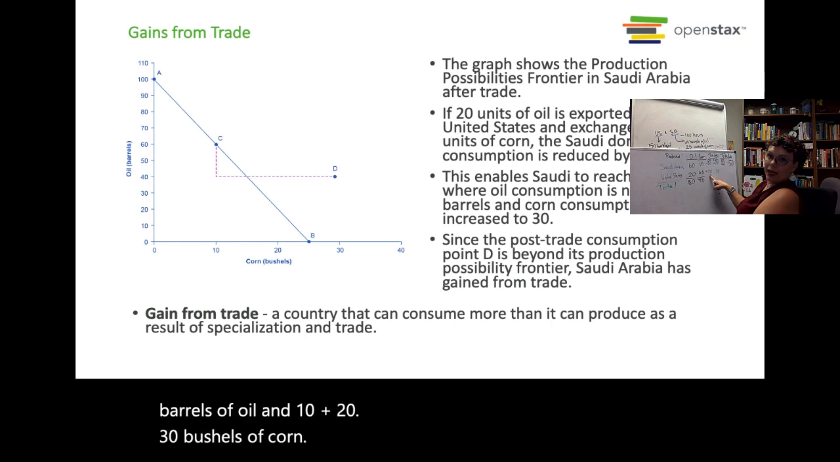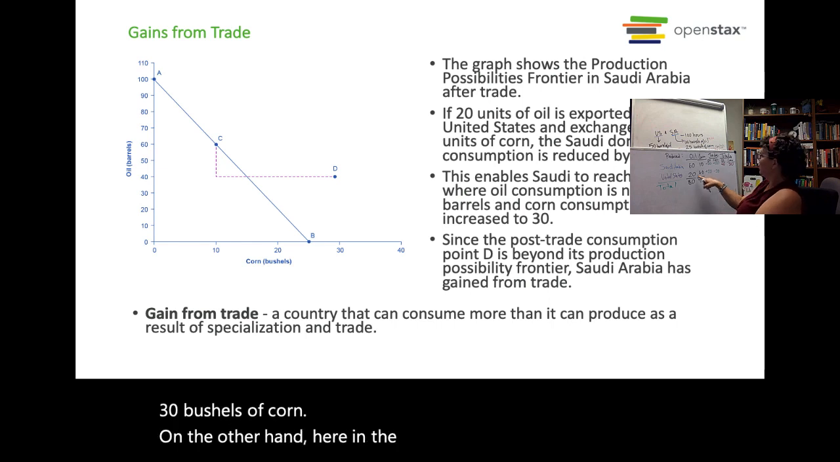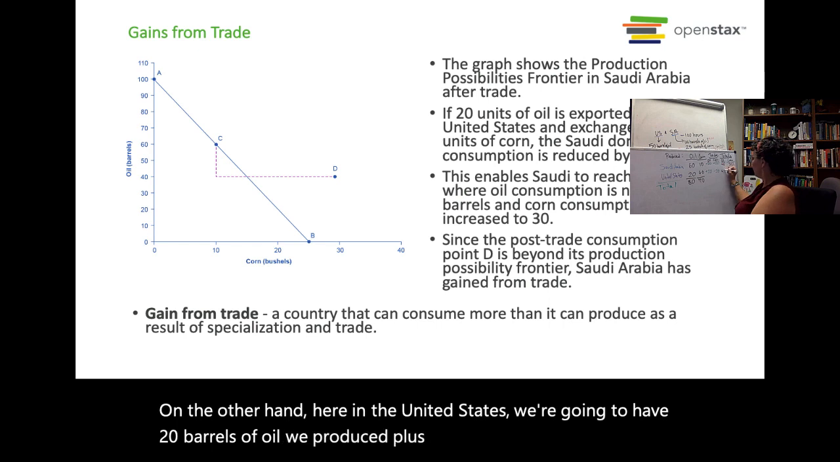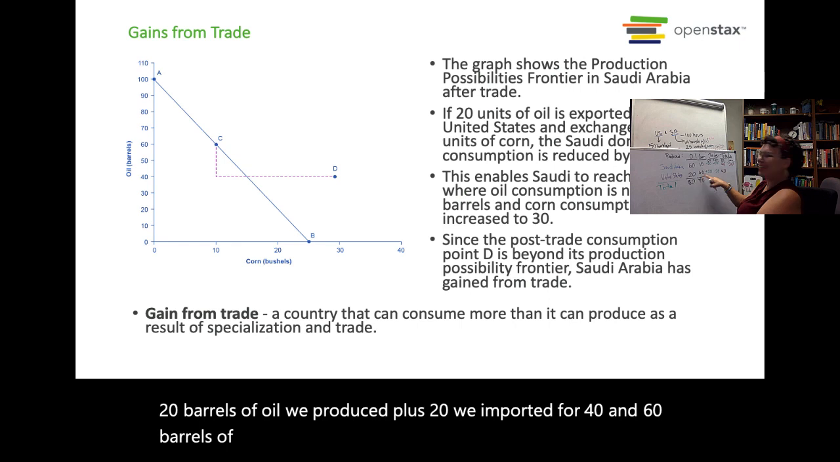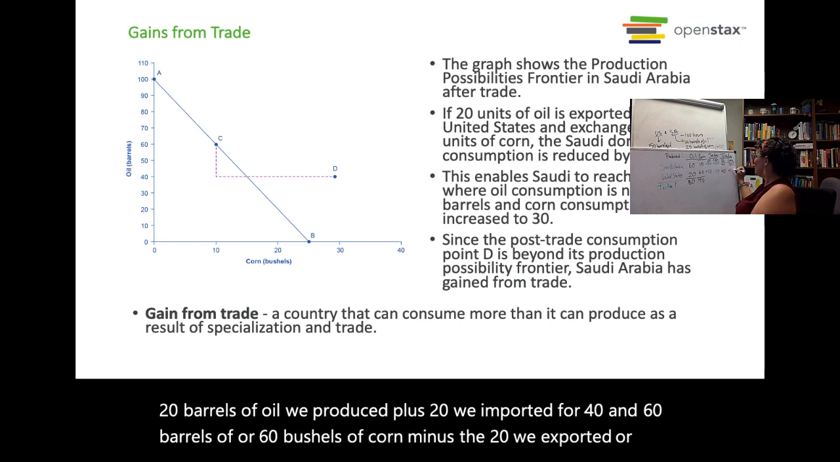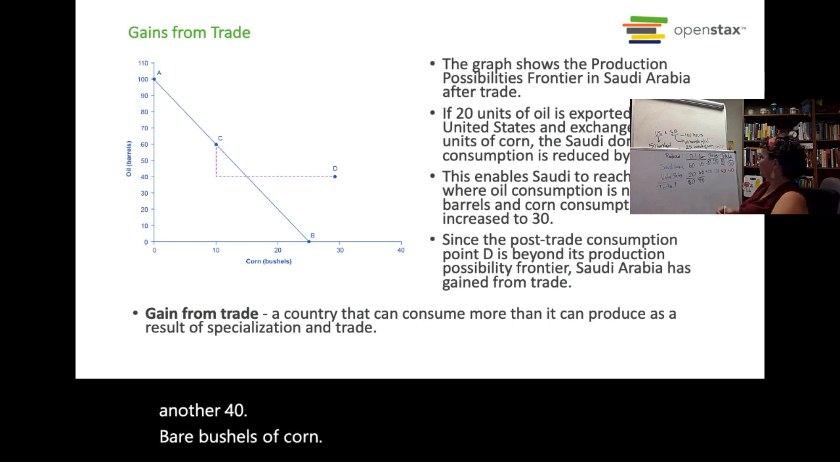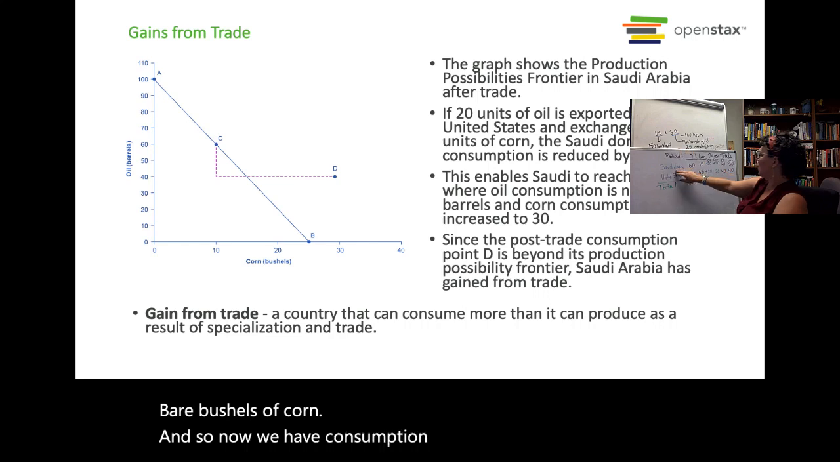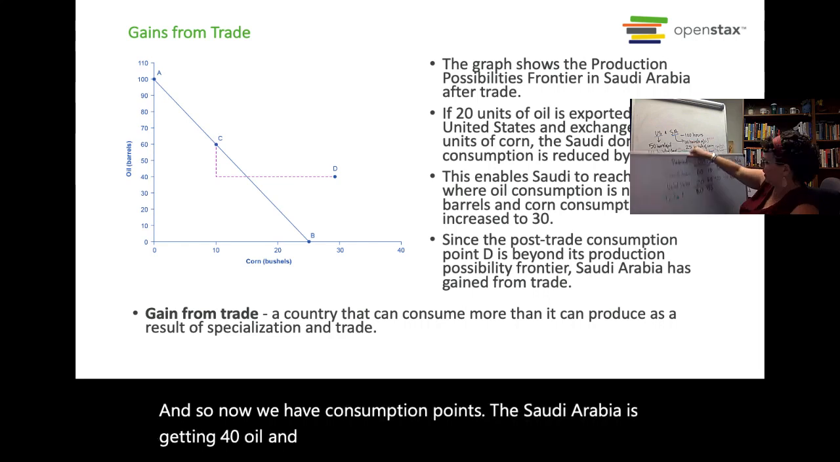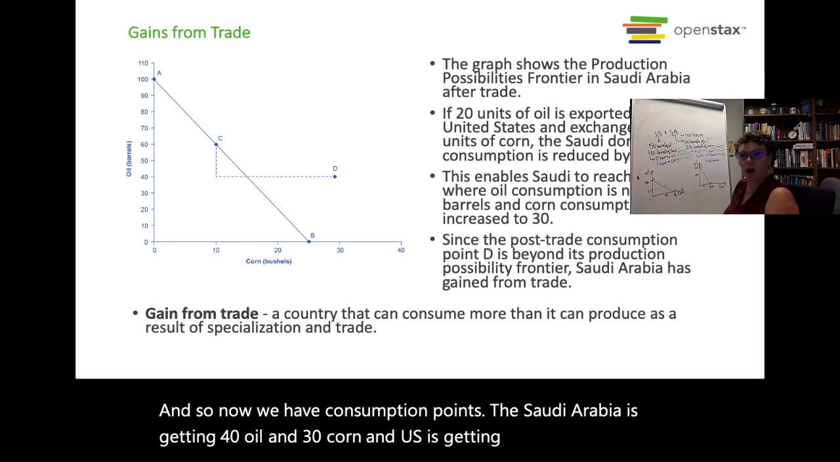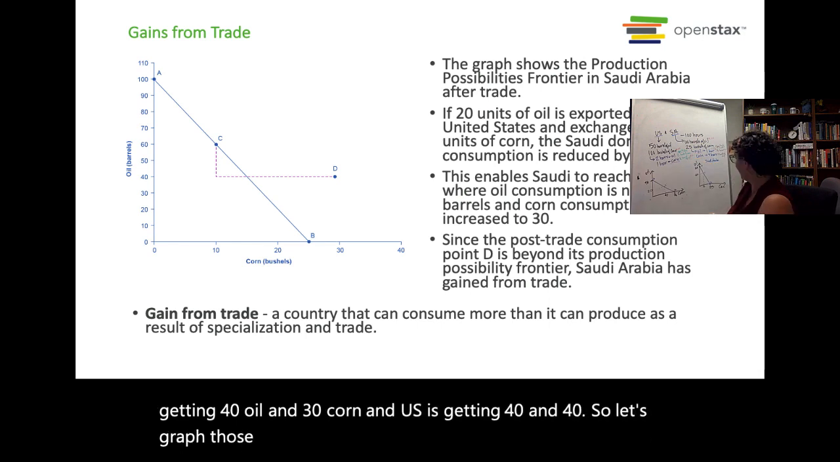On the other hand, here in the United States, we're going to have 20 barrels of oil we produced plus 20 we imported for 40, and 60 bushels of corn minus the 20 we exported, or another 40 bushels of corn. And so now we have consumption points. Saudi Arabia is getting 40 oil and 30 corn, and the U.S. is getting 40 and 40. So let's graph those points and see what we get.